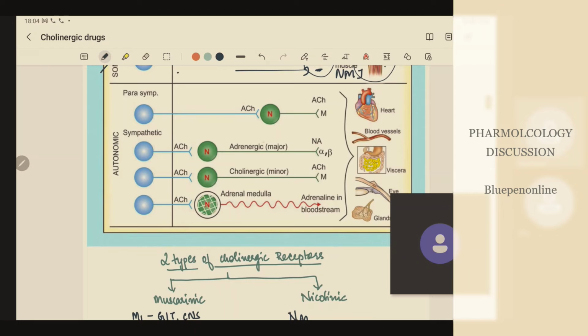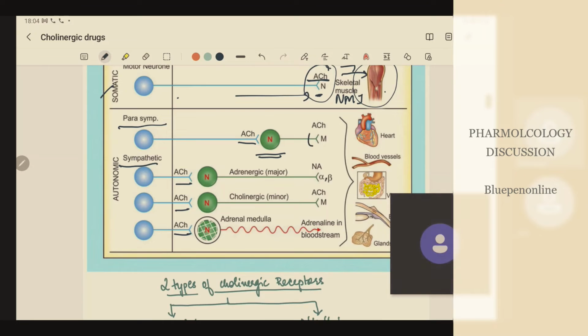It also occurs at ganglia. What are the ganglia it occurs at? Parasympathetic ganglia and sympathetic ganglia. So all your preganglionic neurons release acetylcholine. But postganglionic, only two places you can see. Correct? Acetylcholine is here and acetylcholine is here.